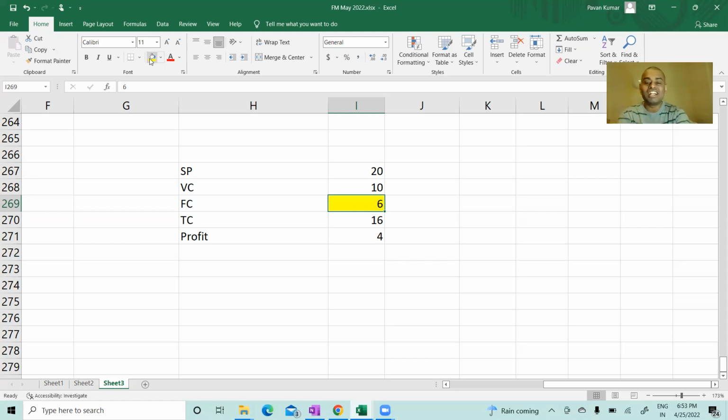Isn't it a beautiful way of understanding marginal costing? So marginal costing is for short-term decision making, but not for long-term. So the actual costing is absorption costing only. In the long term, even the fixed cost must be recovered. Then only you'll be in operating profits.